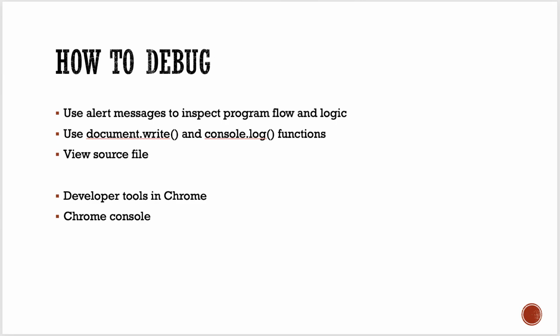One can also view the source file to identify where errors might be. In addition to using document write and console log functions, one does this in conjunction with using the developer tools that are part of the Chrome web browser. One can open up the Chrome console by going to the tools menu and opening up the developer console. And the Chrome console is where one might find the console log and any problematic JavaScript that the browser might have found.